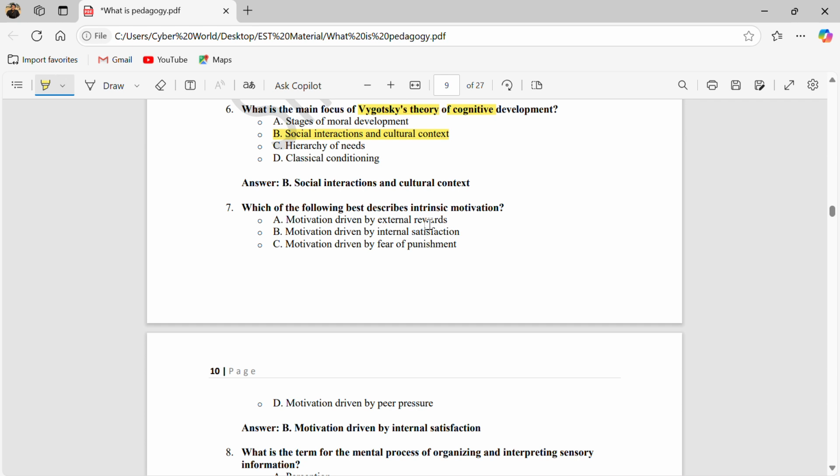Which of the following best describes intrinsic motivation? You know that there are two types of motivation, intrinsic or extrinsic. The option of motivation driven by external rewards will not enhance your intrinsic motivation. Motivation driven by internal satisfaction, yes, because to increase your intrinsic motivation there must be internal satisfaction. If you have internal satisfaction, you are internally motivated. So the correct answer is B.